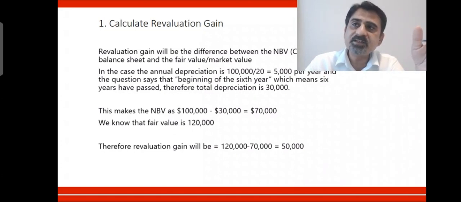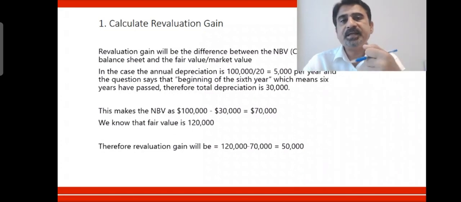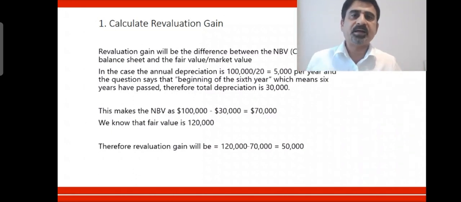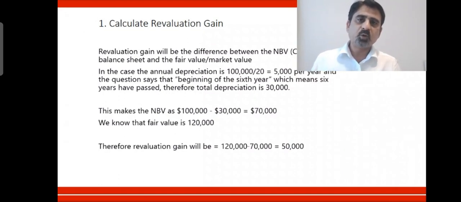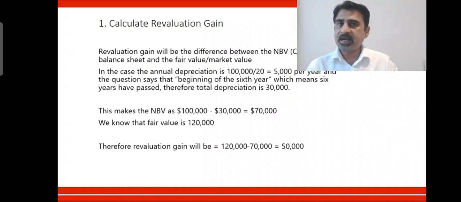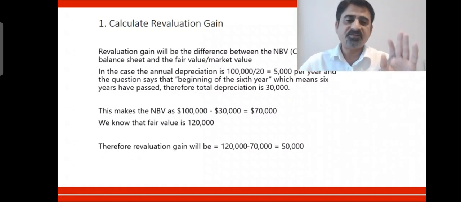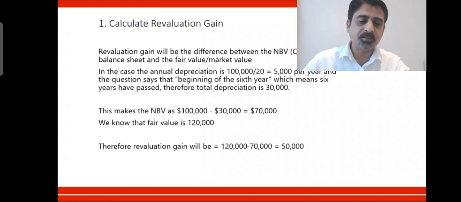Unrealized gains means that it is not yet in my hand. It is still on the paper. I don't have it in my hand. I don't have it in form of cash. I cannot give it to anyone. It is just on the papers at the moment, because the property I'm still using, I have not sold this house or I have not sold this property. So I've got a revaluation gain, which is an unrealized gain, and it cannot be distributed, and it is 50,000. So this was the requirement number 1.